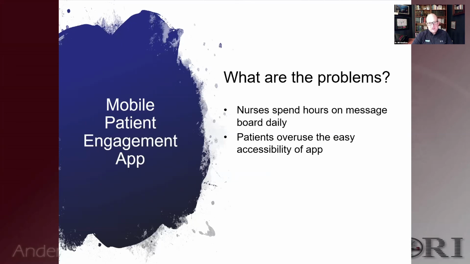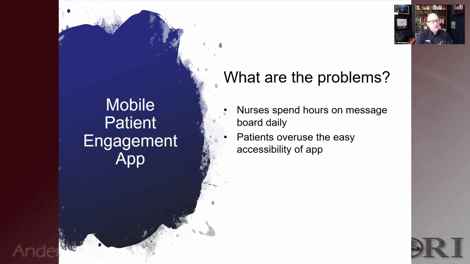This is not a perfect system. Instead of now answering the phone, now the nurses do spend quite a bit of time on the message board. I think the patients can overuse the app because they have accessibility. And like when you have an app, whether it's Facebook or Twitter, if you have the ability to type in a question at any hour, patients tend to do that.